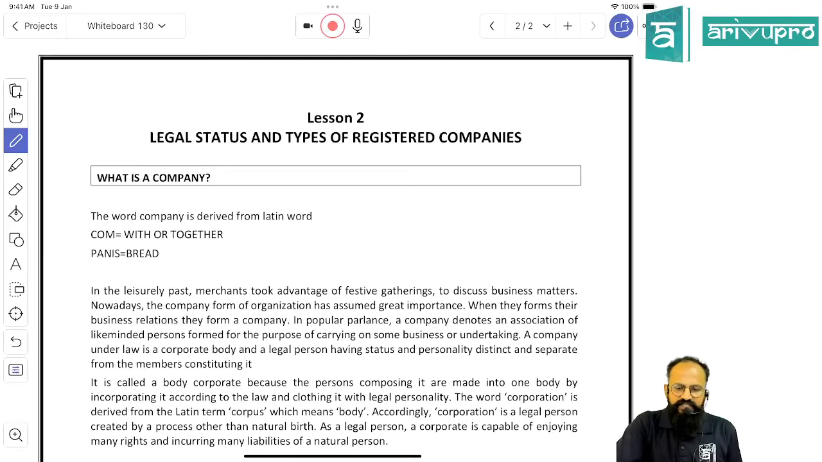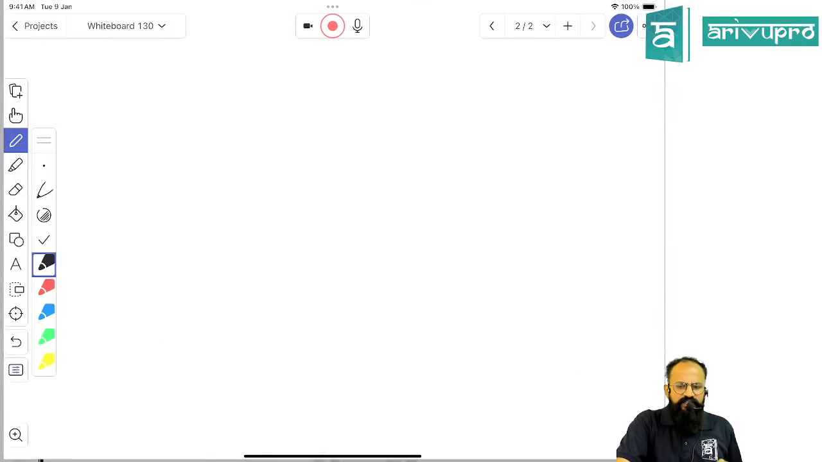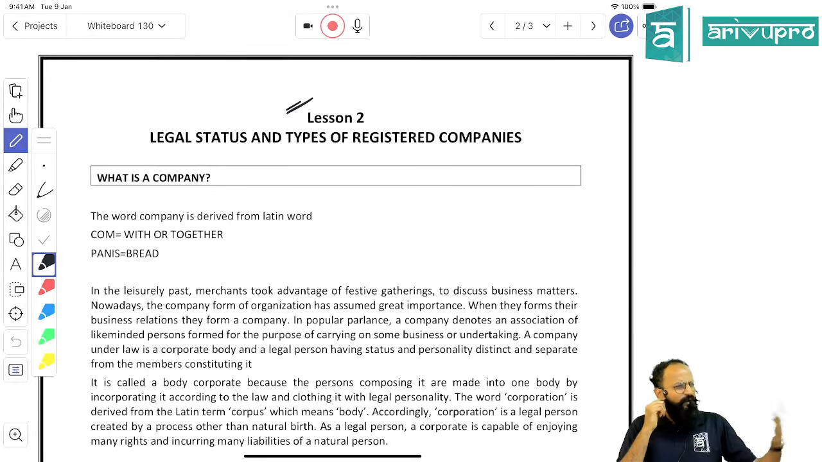So let's start with chapter 2, people, legal status and types of registered companies. Before we get into the law, I felt we should first know what a company is, and then we will start what company law is. That's why chapter 1 is the introduction to company law. Chapter 2 covers the status and types of companies and the nature of a company. Here you'll be seeing the characteristics of the company.